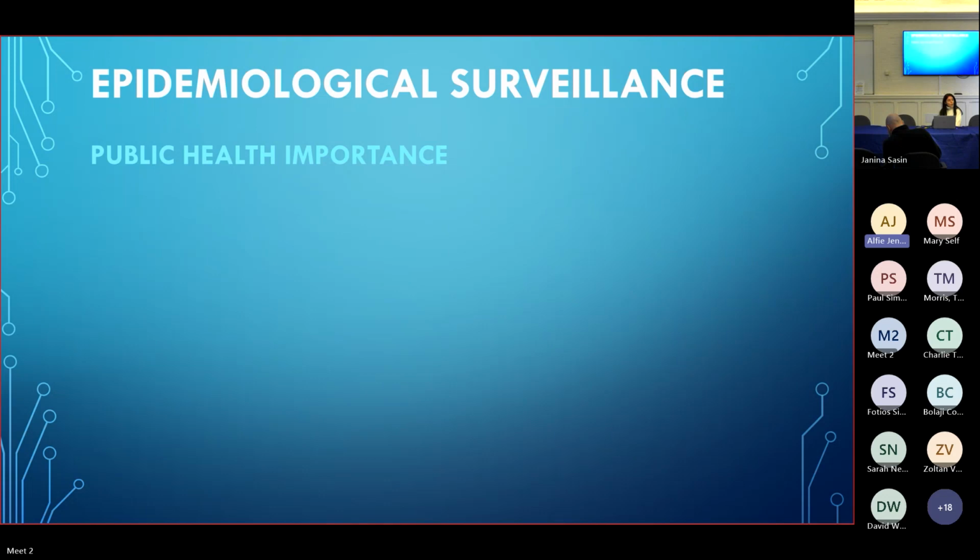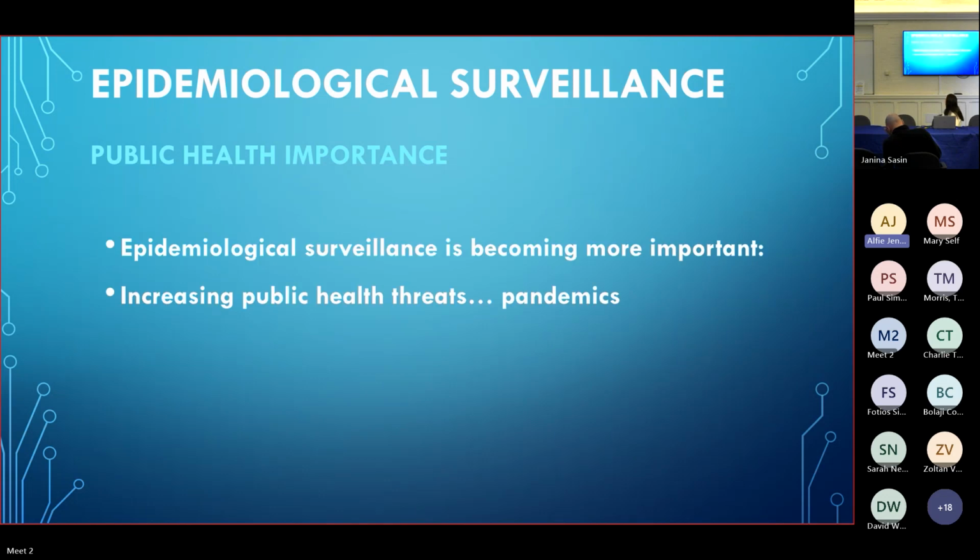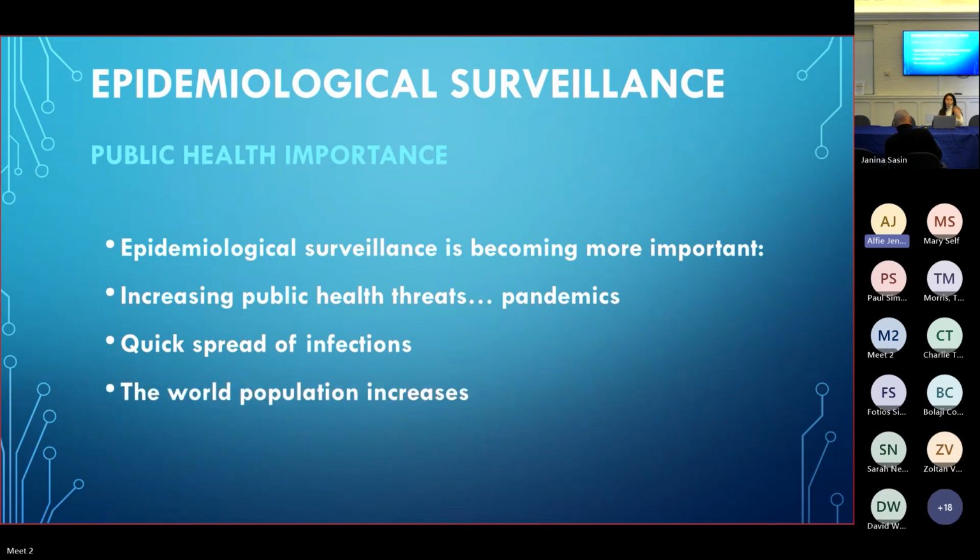So epidemiological surveillance, like we all know, is being used more and more nowadays because of the increasing public health threats, such as the most recent pandemics like COVID-19, H1N1, and SARS, and also due to the quick spread of infections because the world is becoming more and more populated, and because of the increasing environmental risks. So there is a need for accurate, efficient, and quick enough algorithms to detect infections or aberrations on time in order to take control measures to protect public health.